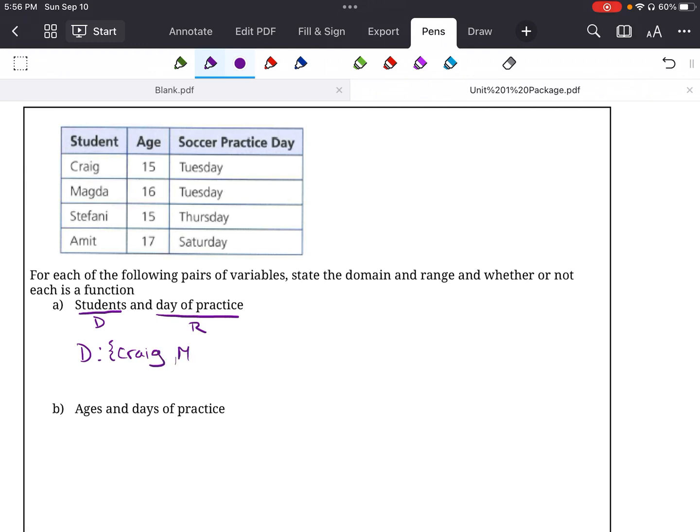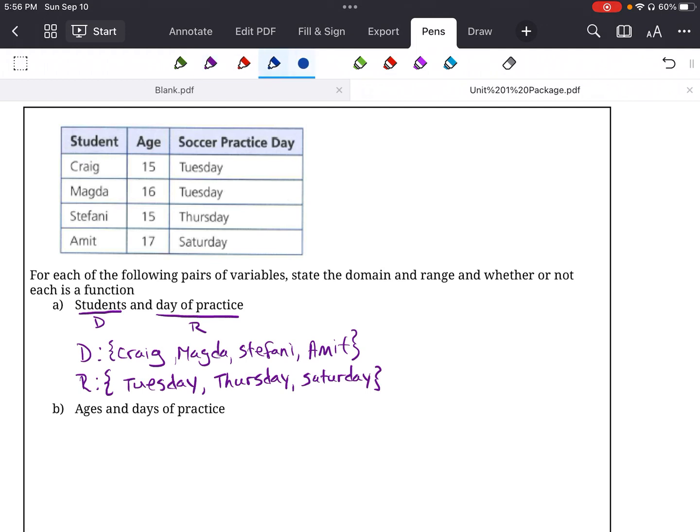Craig, Magda, Stephanie, and Amit. And then the range is the other information that it's talking about, the days of practice. So we have Tuesday, Thursday, and Saturday. Okay, you don't write Tuesday twice, even though 2 of the students practice on Tuesday.